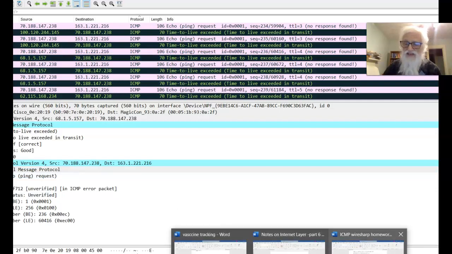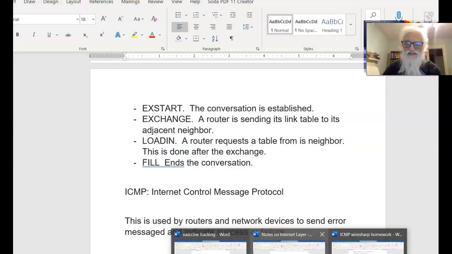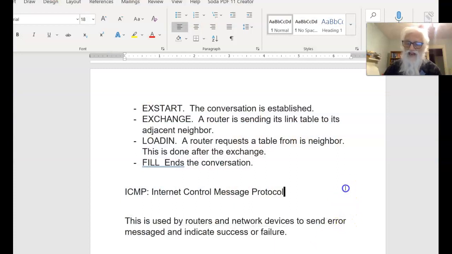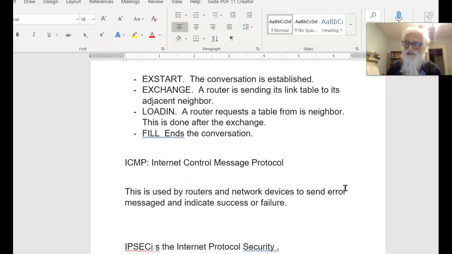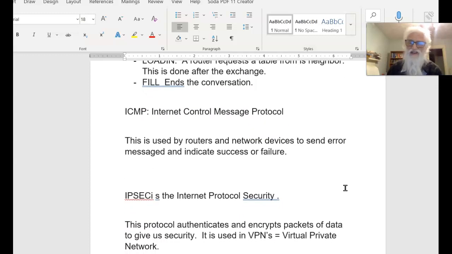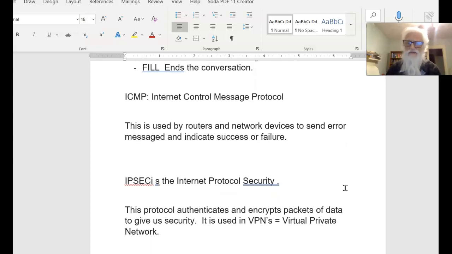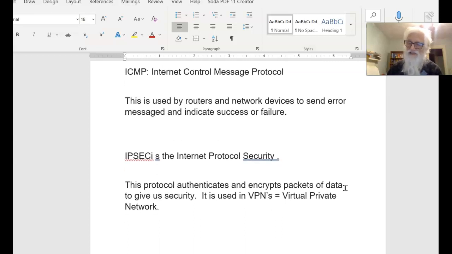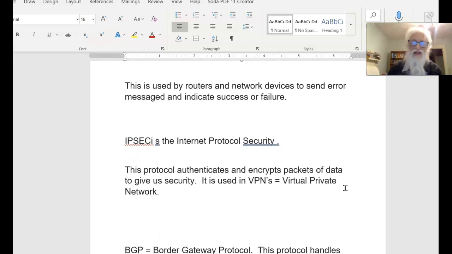ICMP is another one of the algorithms at this level, at the IP level. So we've seen two algorithms at the IP level, ICMP and IP. There is also one called IP Security Protocol, and it's used in virtual private networks. In other words, you set up your own network. You don't want anybody else really using it, for security. Now, let's get back to looking at algorithms.